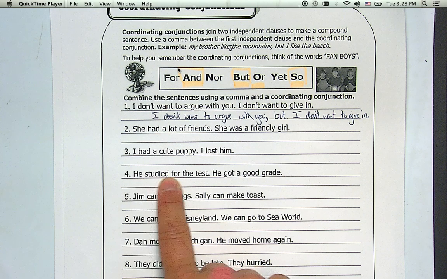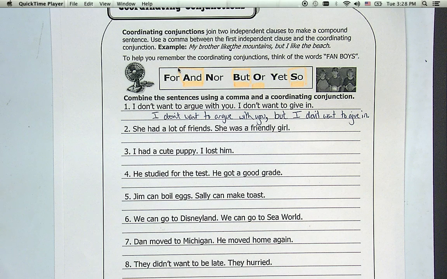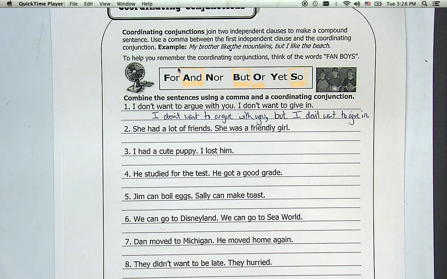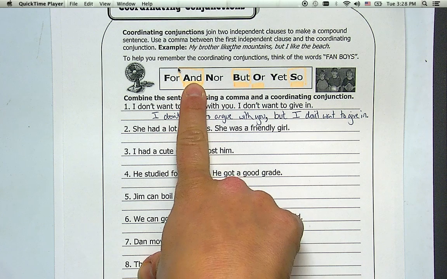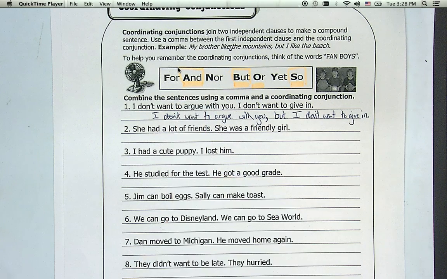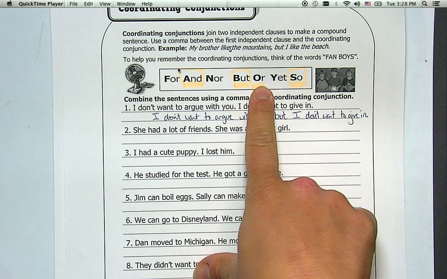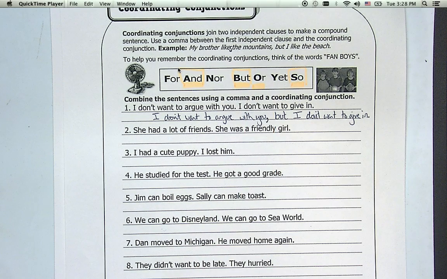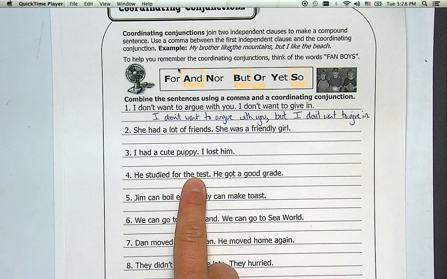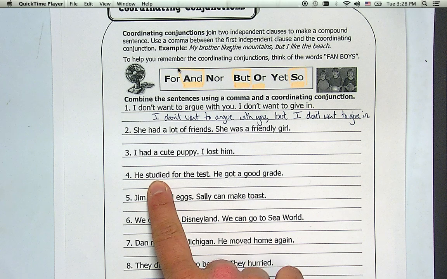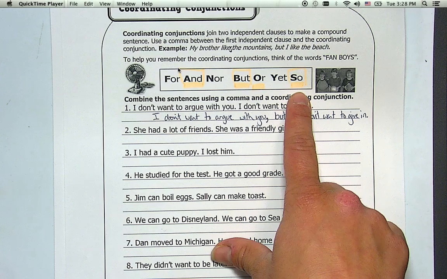He studied for the test. That's one sentence. He got a good grade. That's another sentence. Well, what kind of situation do we have here? Do we have adding more similar information? Do we have adding opposite information? Are we giving two options, two choices? Or are we showing the result? For this one, he studied for the test. I think get a good grade is the result after study for the test. So I'm going to choose the word so.